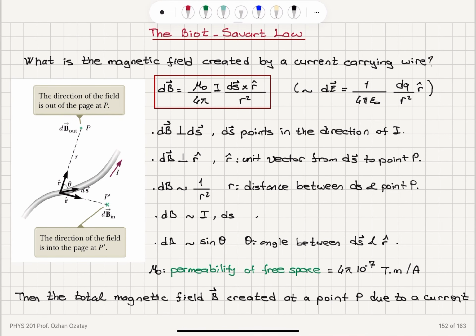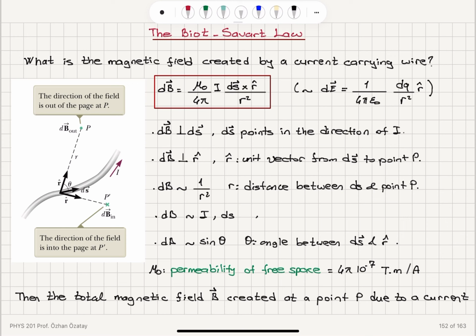Okay, so here we have introduced the Biot-Savart law that describes the magnetic field created by a current carrying wire. If we have a current element with length vector ds pointing in the direction of the current, and r hat is the unit vector that points from the current carrying segment towards the point of interest, we have ds cross r hat divided by r squared, the distance between the current element and the point P squared, multiplied by mu0 over 4 pi, where mu0 is the permeability of free space, 4 pi times 10 to the minus 7 tesla meter per ampere. It is the magnetic field due to this current element.